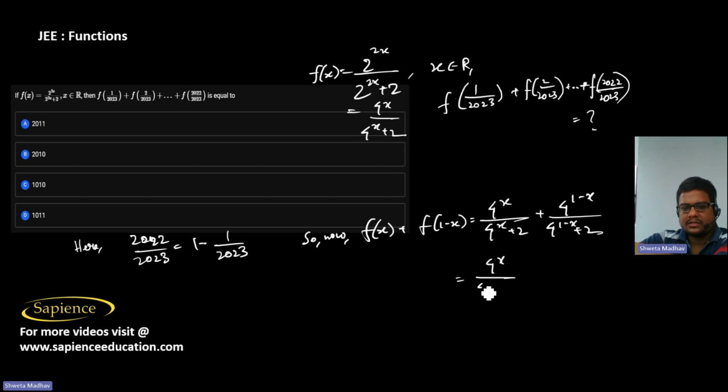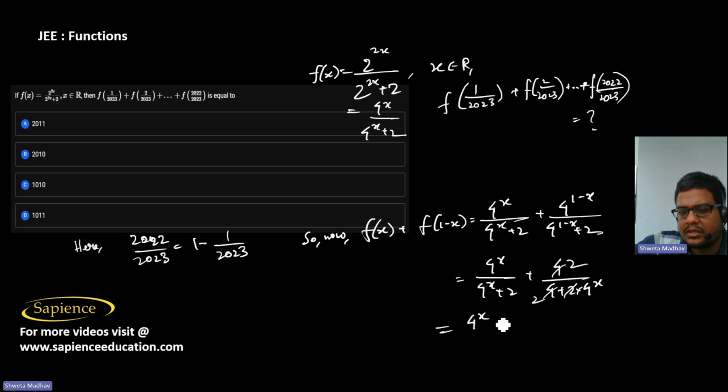So here if we multiply and divide by 4 power x in the numerator and denominator, then we will get 4 by 4 plus 2 into 4 power x. Then if we multiply and divide with half, then we will get 2 to the 4. So this is 4 power x plus 2 by 4 power x plus 2. So this will be equal to 1. So f of x plus f of 1 minus x is equal to 1.